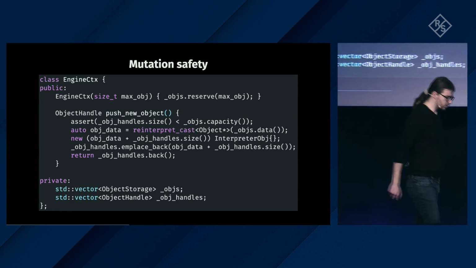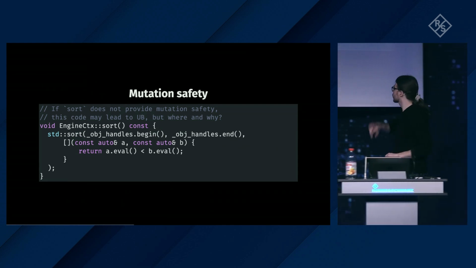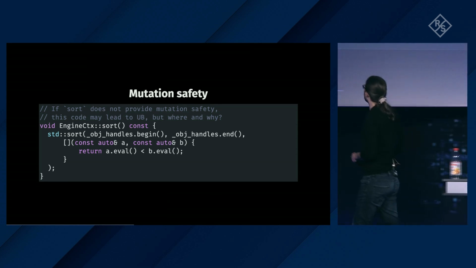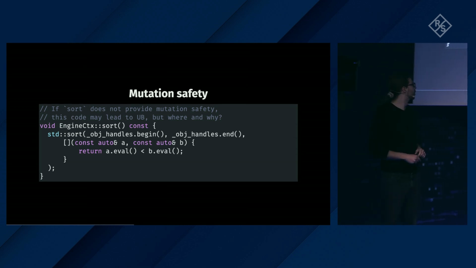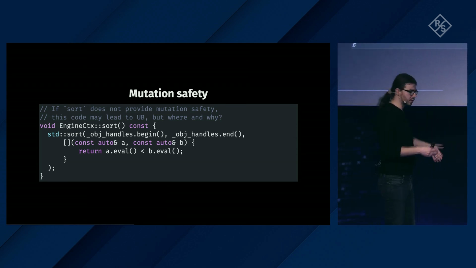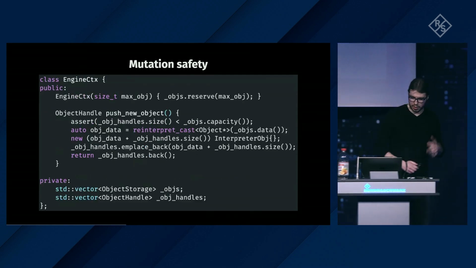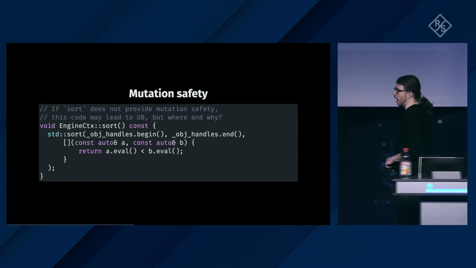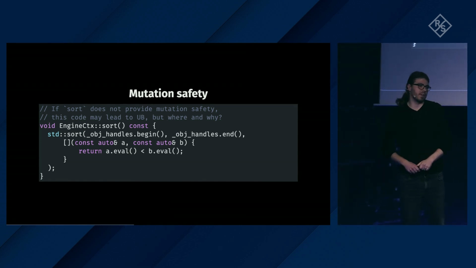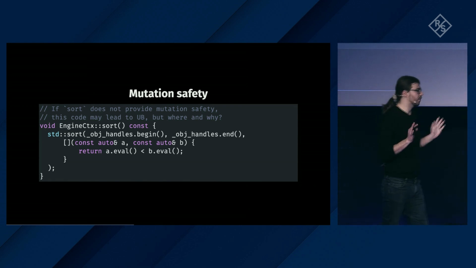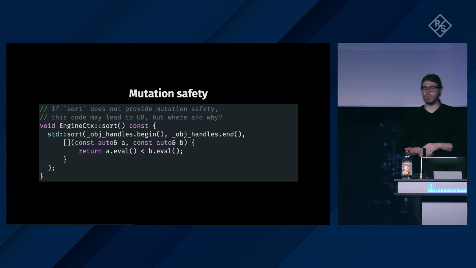Okay. Let's come to the sort-related thing. We have this sort function. It's const. It sorts the handles, not the objects themselves. And what it does, it calls eval on the objects themselves. So this is the eval function we looked at earlier, this one. And if the implementation of sort is not mutation safe, well, then we get undefined behavior. But where and why? Is anyone here willing to guess?